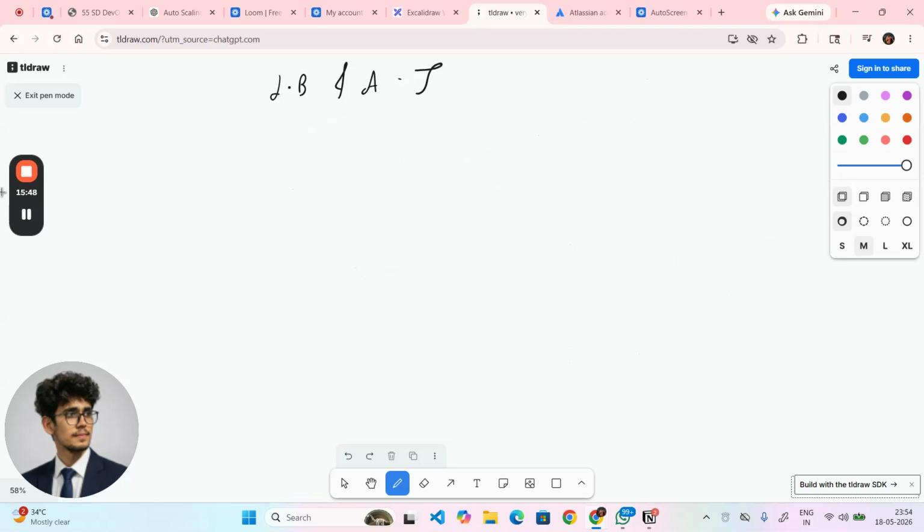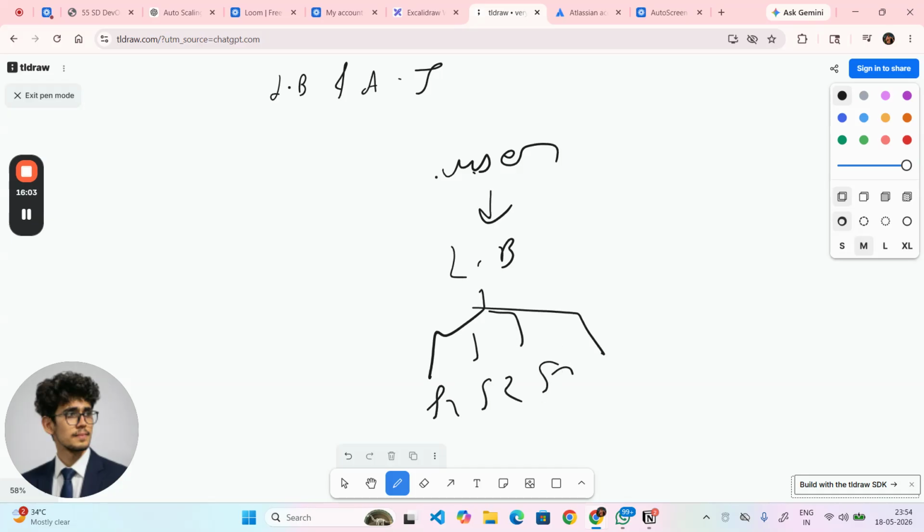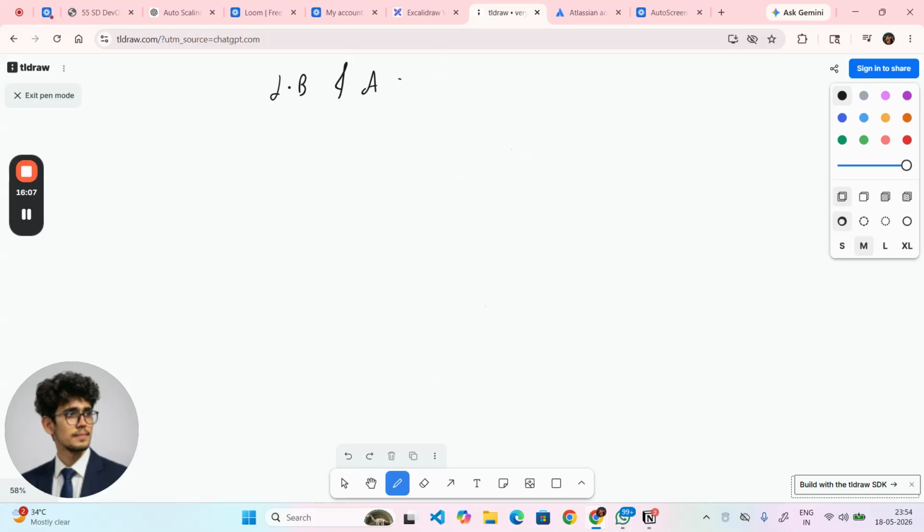Okay. So this is a user. This is a user. The user created some load balancer. This load balancer is going to route to the servers S1, S2, S3. This is how we are managing our load balancer and auto scaling, guys. This is how we are going to manage our traffic.